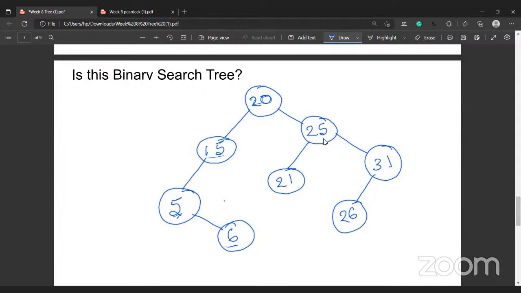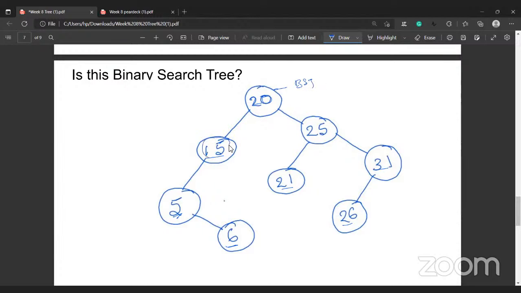25 is greater than 20? Yes, 25 is greater than 20. Then we'll check 31. 31 is greater than 20, yes. Then we'll check 21. 21 is greater than 20, yes. 26 is greater than 20, yes. So we can say that this node satisfies the BST condition.